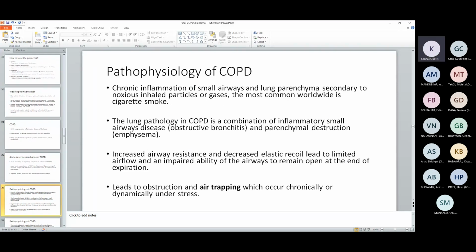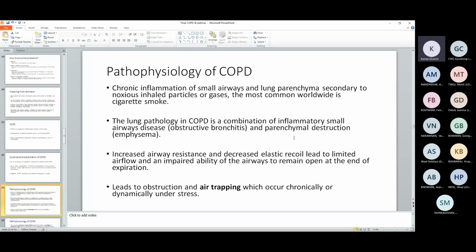So the pathophysiology of COPD: here chronic inflammation of the smaller airways and the lung parenchyma occurs, secondary to noxious stimuli, especially cigarette smoke. The lung pathology in COPD is a combination of small airway disease, characterized by obstructive bronchitis, and parenchymal destruction, characterized by emphysema. In each individual, these two pathologies contribute in different percentages, and the patient will have COPD. So increased airway resistance and decreased elastic recoil lead to limited airflow.